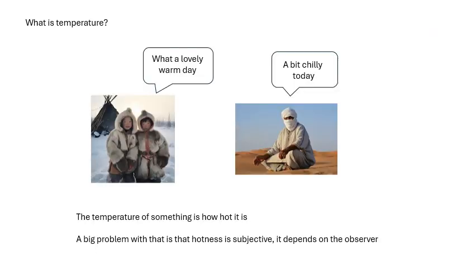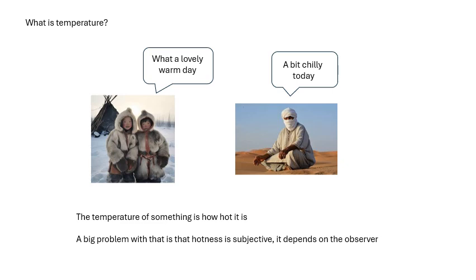Let's talk about temperature. What do we mean by temperature? Temperature is how hot something is. It's the degree of hotness. Now, the problem with that definition is that it's very subjective. You know, these people up there who are living somewhere near the North Pole, oh, what a lovely warm day it is today. And then this guy in the middle of the desert, oh, it's a bit chilly today. Yeah, temperature, degree of hotness is very subjective. It depends on the observer.